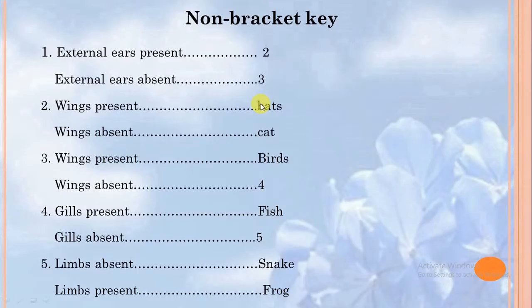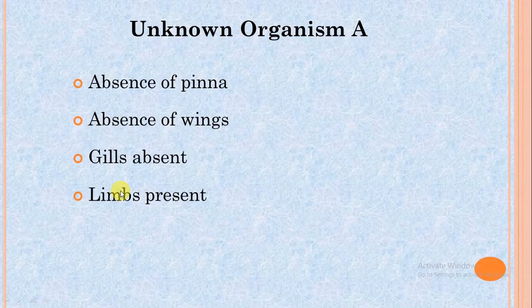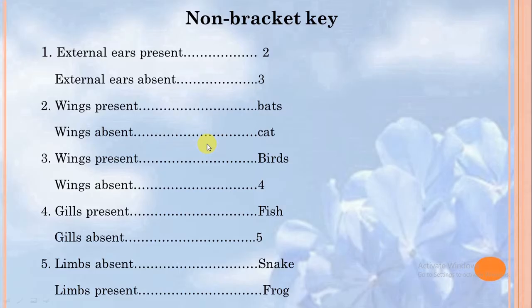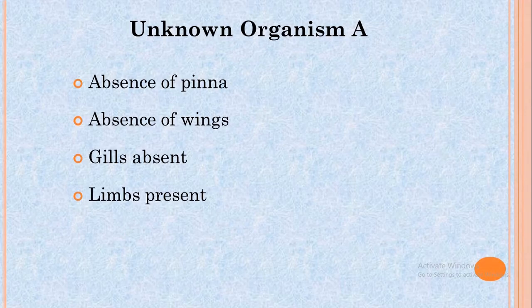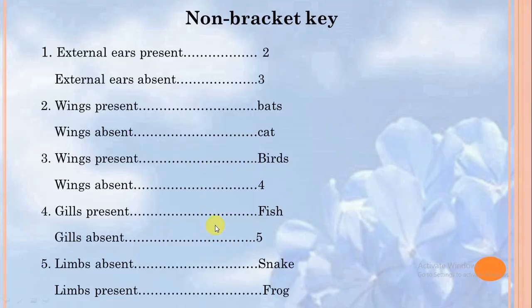If it doesn't have ears, it belongs to this group, as this number indicates that now we have to move on to the third character. So now we will check whether it has wings or doesn't have wings. Again it doesn't have wings, so it belongs to this group. At the end of this statement, this number indicates that now we have to move to the fourth character. Now we will check whether this unknown organism has gills or doesn't have gills. It doesn't have gills. Now we will move to the fifth character, that is absence of limbs or presence of limbs.